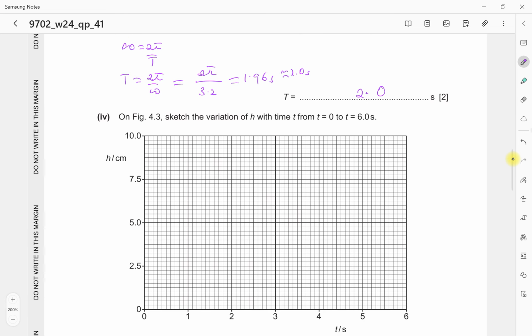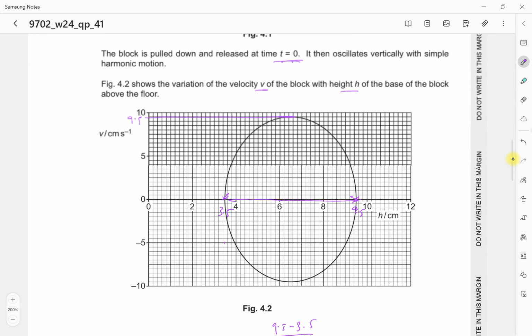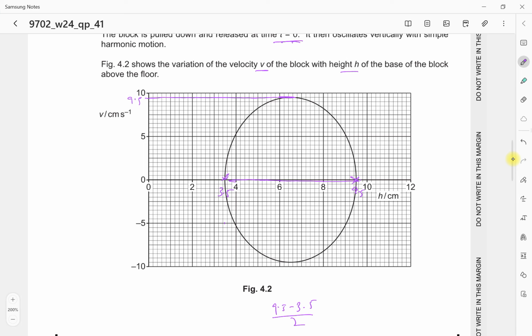On the figure, sketch the variation of h with the time t from t equals 0 to t equals 6. Remember, h is the height above the base. At t equals 0, h is 3.5, and the body is at its maximum displacement downwards, which means it is below the equilibrium position. And the equilibrium position is going to be around 6 point, what is this?